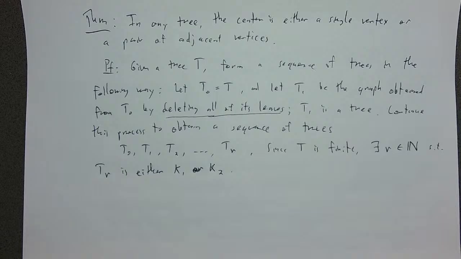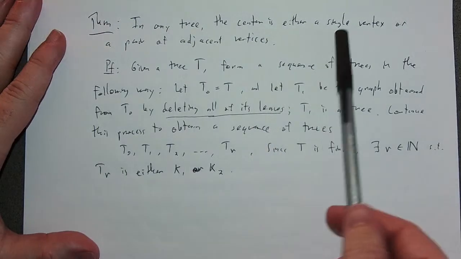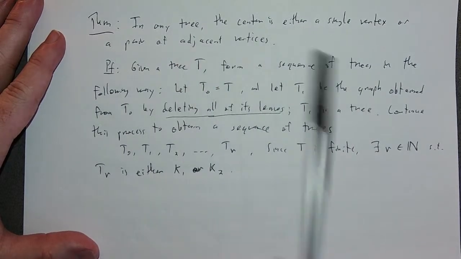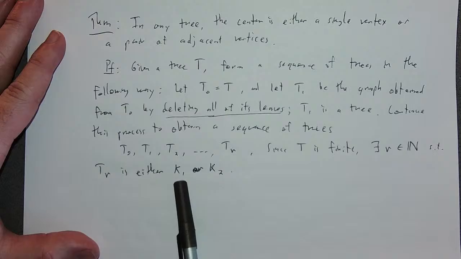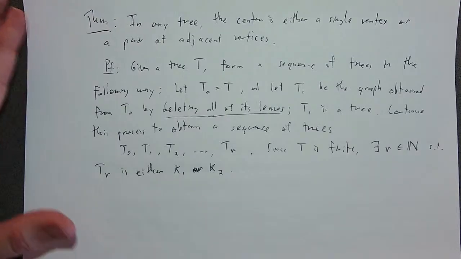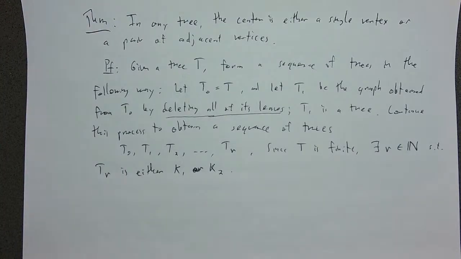But now you actually kind of see what it is that's going on, right? We said that the center is either a single vertex or a pair of adjacent vertices. Well, what are K1 and K2? K1 itself is a single vertex. K2 is a pair of adjacent vertices. We're saying that this thing we get at the end of this sequence is the center necessarily. Okay, that's what we're saying. So now we just have to prove that it is in fact the center.